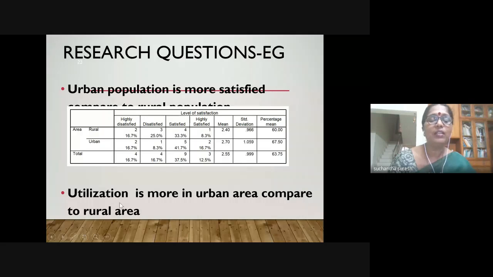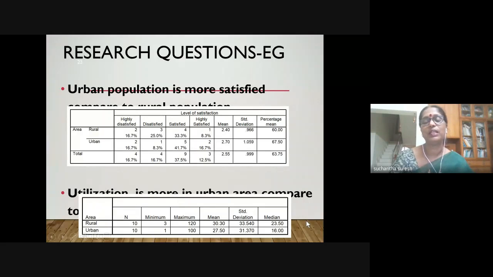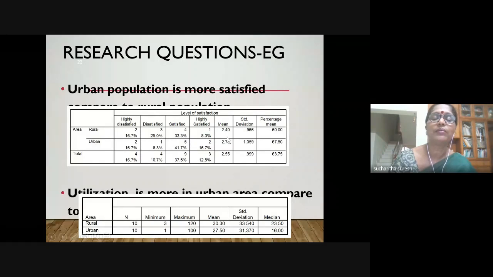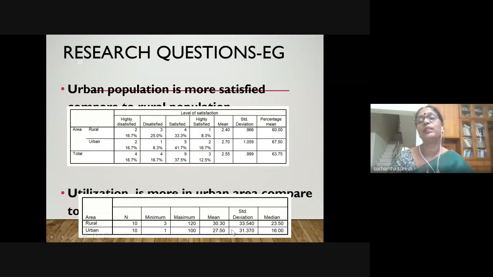Okay, and then utilization also, there is a table here. The score of utilization for rural is 30.3, and the score for urban is 27.5. Now, if you look at the mean value, 2.4 for rural, 2.7 for urban. It is found a little more in urban compared to rural, correct, no? Urban will have a higher value compared to rural. Correct, no? Mean value you see. And here, rural utilization is more compared to urban utilization. Compare the mean value.